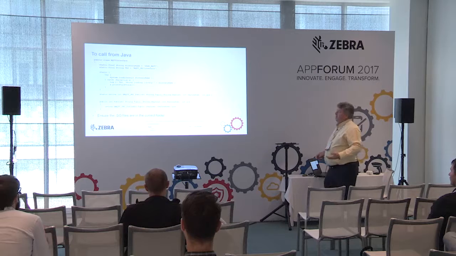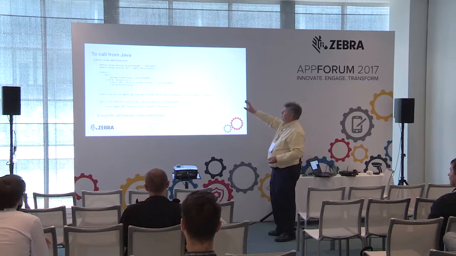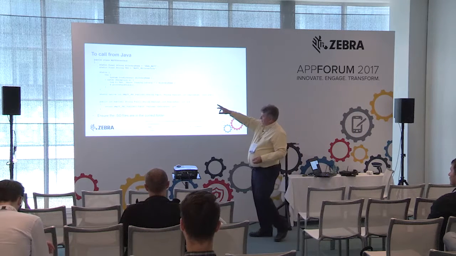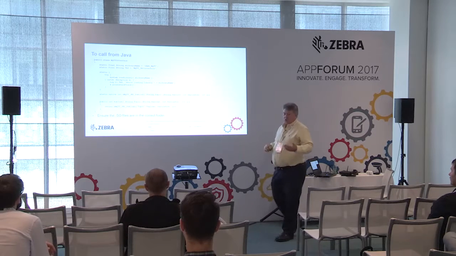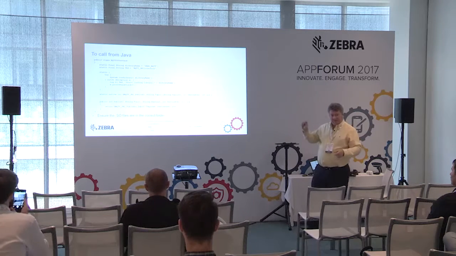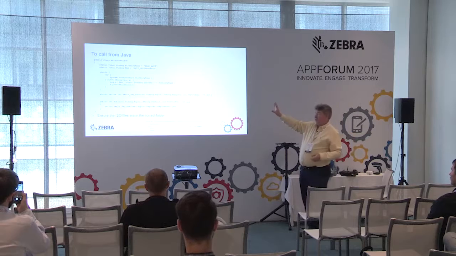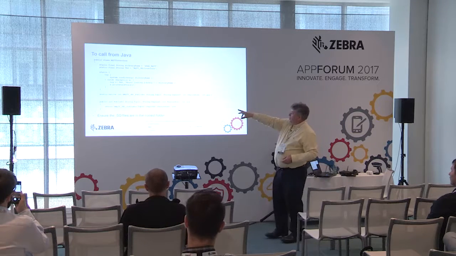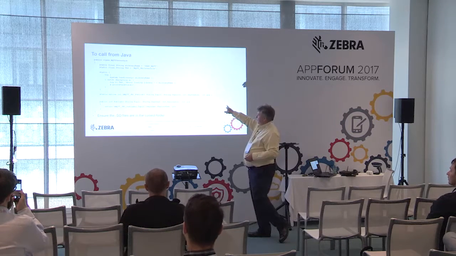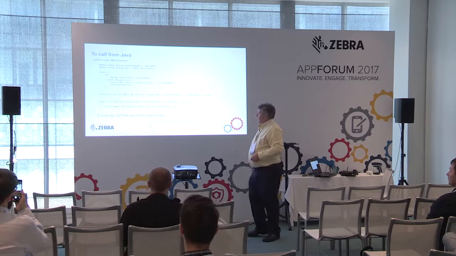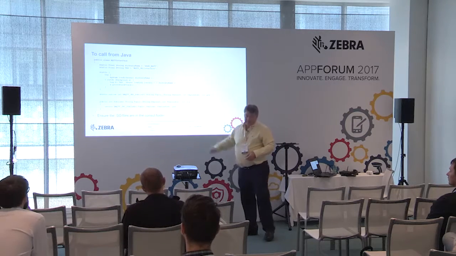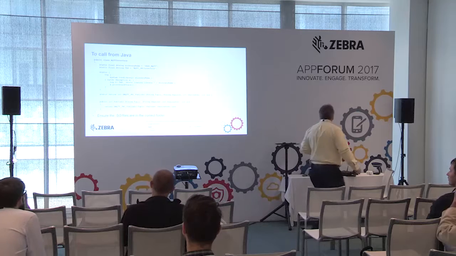So to call from Java, this could be in your AAR file, Jar file, load system library. It will automatically put the prefix lib and .so onto the library name, so you don't need to put that into your code. You declare the function as a static native with the parameters, and then you can just wrap it and call it. Okay, it is as simple as that.